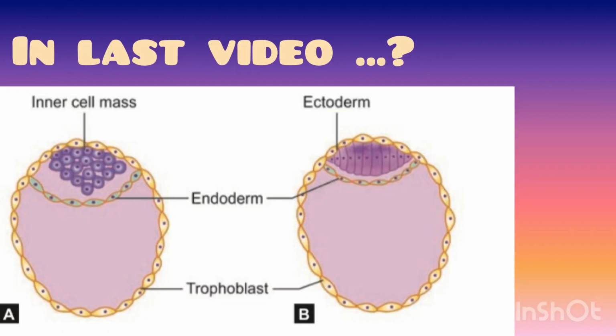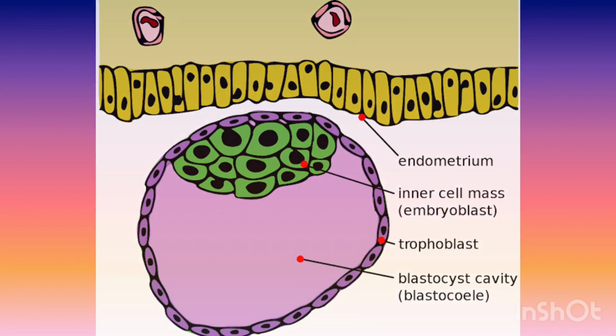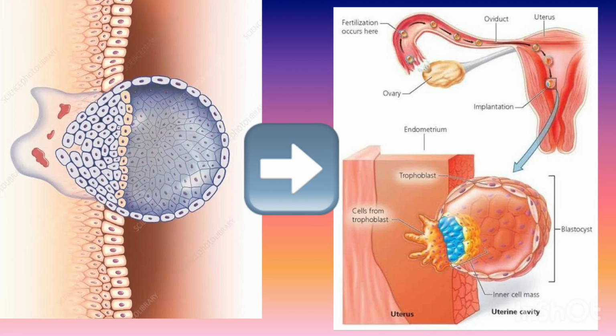In the last video, we saw the formation of the 3 germ layers. We also discussed the formation of blastocyst prior to the formation of the 3 germ layers. Before the formation of the 3 germ layers, this blastocyst has to get implanted within the uterine wall. This is basically showing the cross section of a blastocyst getting implanted into the uterine wall.